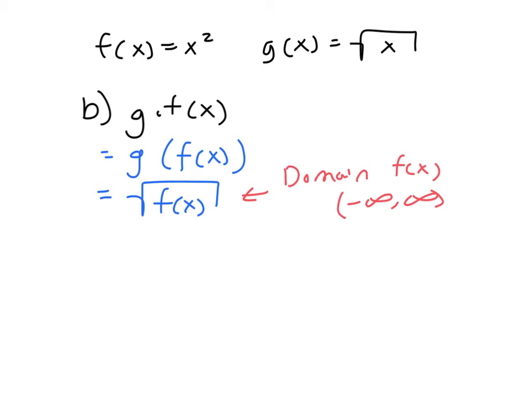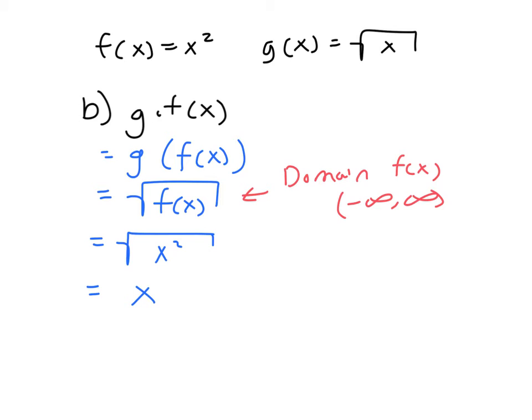Okay, so let's continue moving forward with this. Now I'm going to plug in what f of x is, which is x squared. So I have the square root of x squared. This can be simplified a little bit. Is it just going to be x? Does the square root cancel with the x squared?